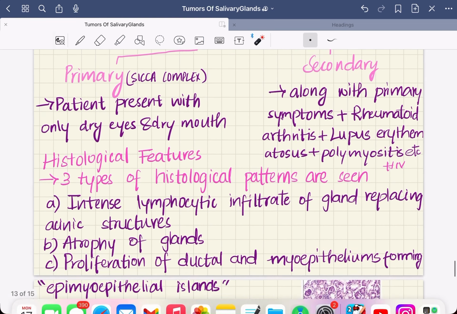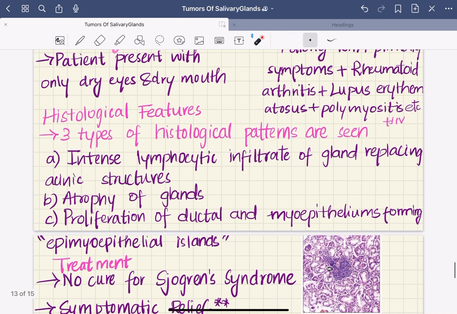The histological features of Sjogren's syndrome: there are mainly three types of histological patterns seen in the histological sections. One is intense lymphocytic infiltration of the gland replacing the acinic structures. So the salivary gland is infiltrated with lymphocytes, replacing the acinic structures.